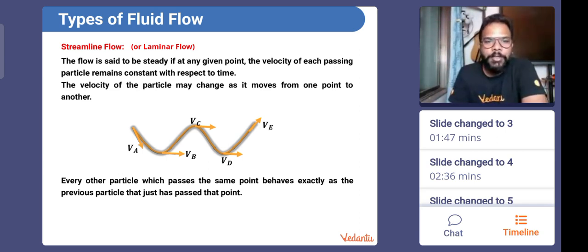So that's what it says, that the velocity of the particle may change as it moves from one point to another. But when it is crossing, say, point A, all the particles when they cross point A, it's basically a tube in which liquid is flowing, they will have a velocity V. Similarly for B, C, and D. This velocity may be the same at times and they may not be the same also.